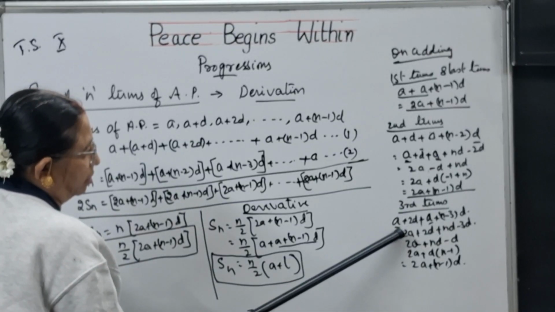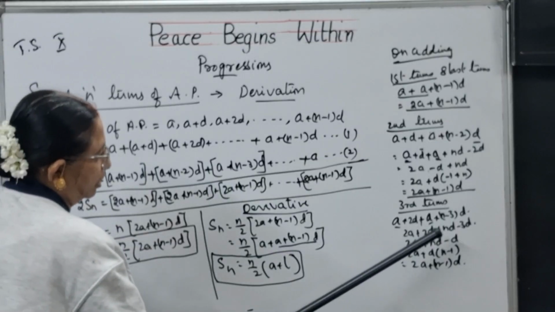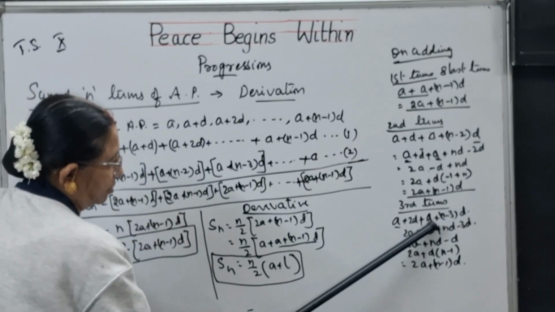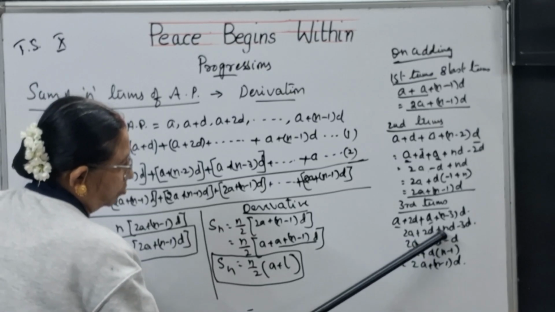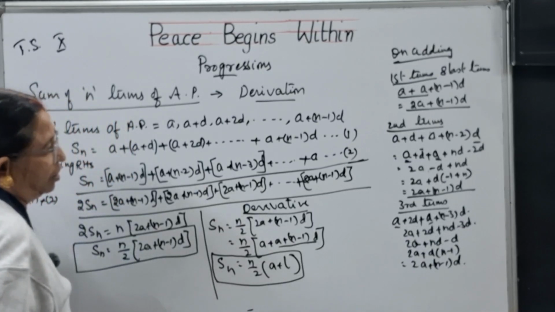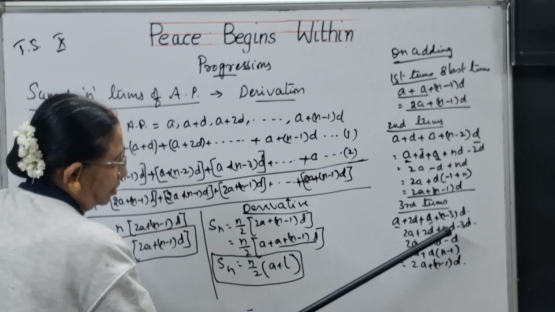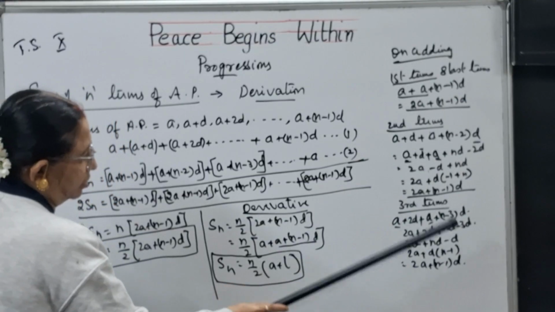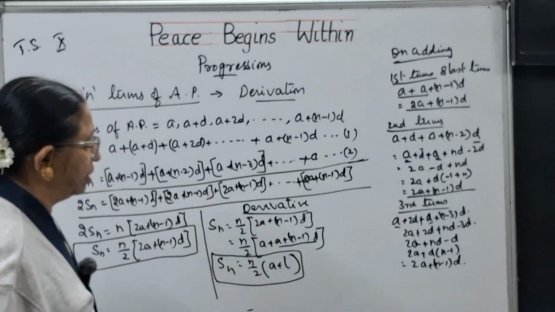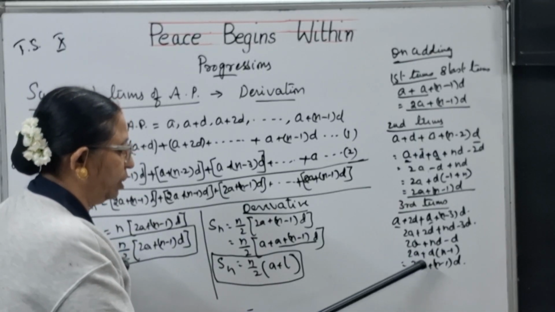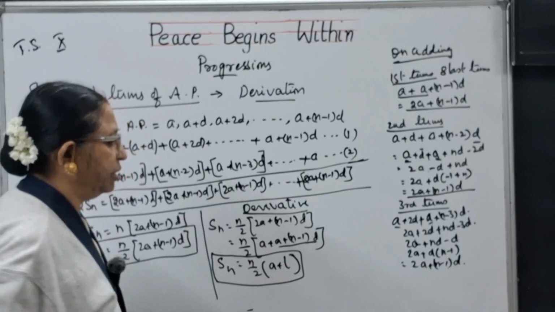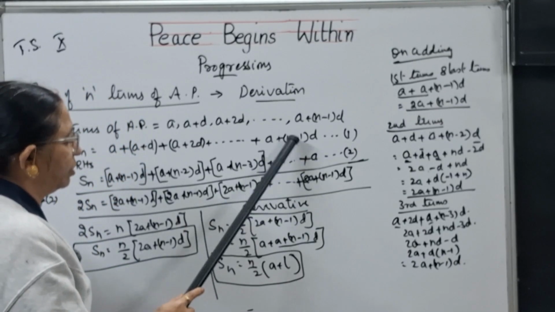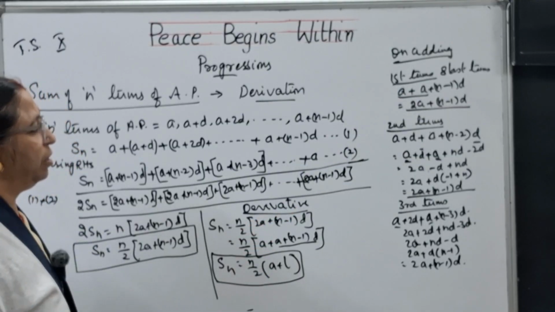Third term, again: this is a plus 2d plus a plus (n minus 3) into d. This is a plus a, 2a, plus 2d plus nd minus 3d. That means 2a plus nd, and 2d minus 3d is minus d. Either you do like this or like this. It's one and the same, children. Now in this 2a plus, d is common, d into (n minus 1). So 2a plus (n minus 1) into d you got. And the last one is the same as the first one. What is that?